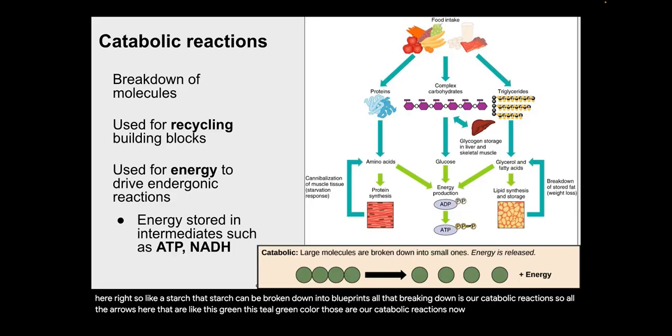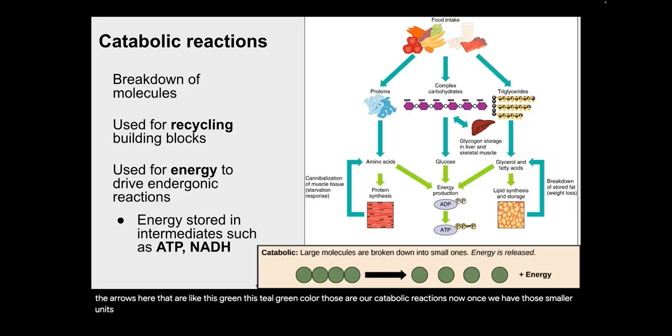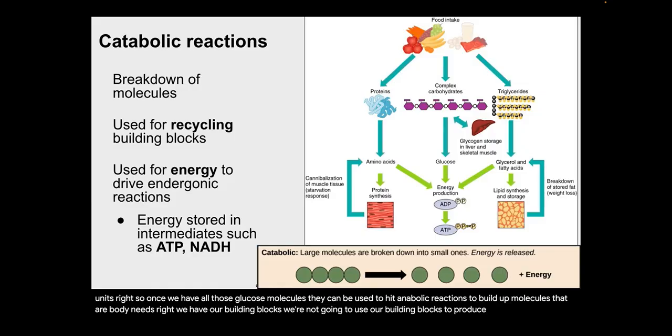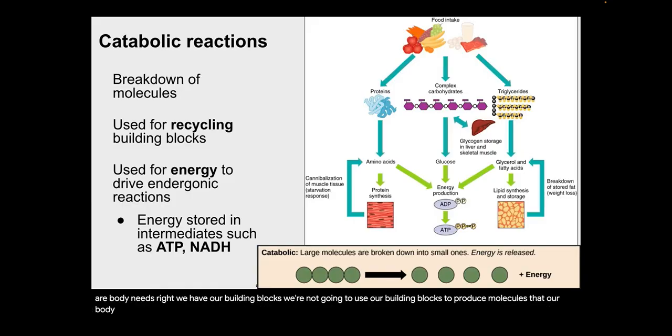Now once we have those smaller units, all of those glucose molecules, they can be used in anabolic reactions to build up molecules that our body needs. So we have our building blocks. We're now going to use our building blocks to produce the molecules that our bodies specifically need.